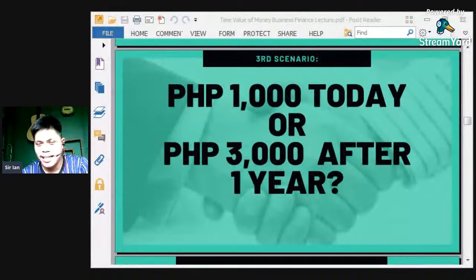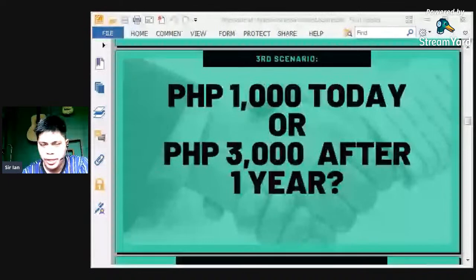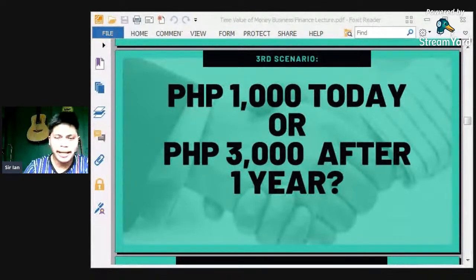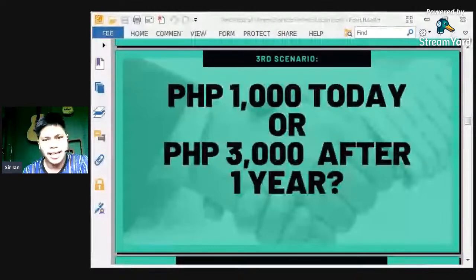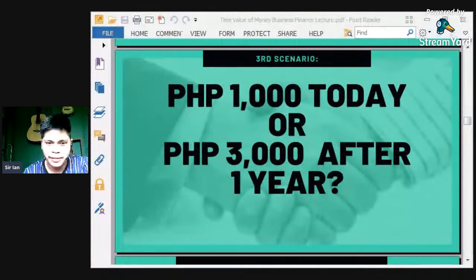So in these three scenarios na pinakita ko sa inyo, we are possible to have different decisions, in which we are considering what are the options that we are going to choose. Most of the considerations depende sa kung ano ang mataas na value ang makukuha natin. We also have to take note that the value of our 1,000 pesos today will have a different value tomorrow, or will have a different value next year. Same thing, the value of your 1,000 pesos today has a different value from 1,000 pesos last year.